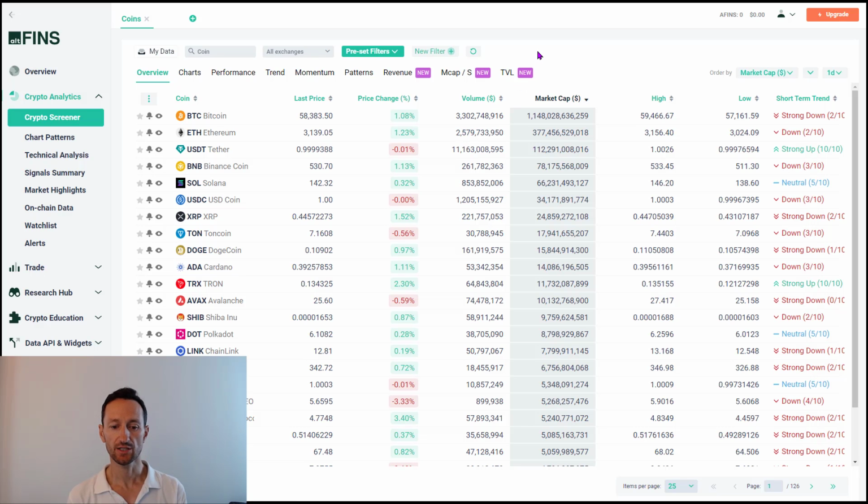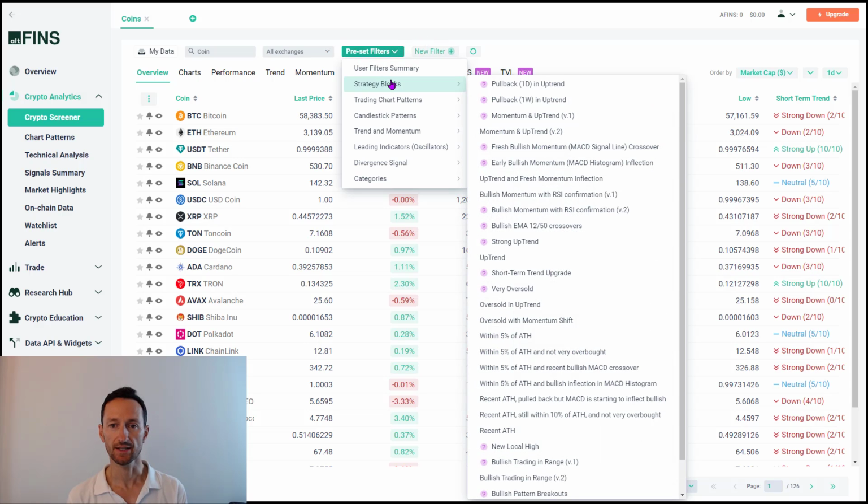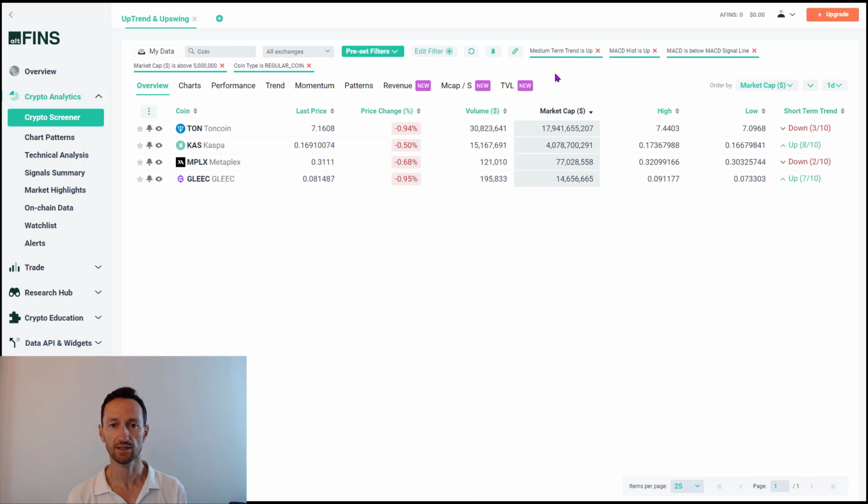All right, so the trading strategy that I'm talking about is really easily accessible. It starts with a market scan that we call uptrend and fresh momentum inflection. And I'll explain what that means. So once I select that, I'm down to now from 3,000 assets out there, 4 assets satisfy this market scan criteria. And the criteria is that the medium trend has to be still up.